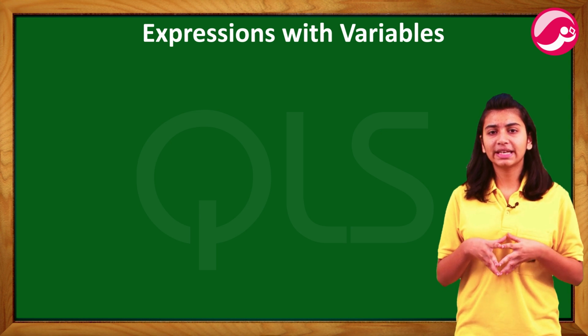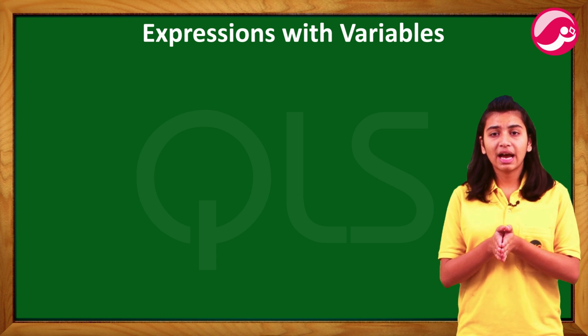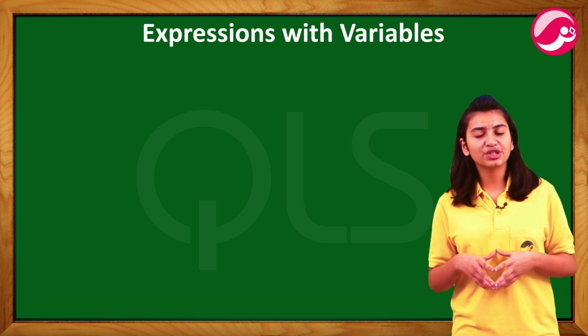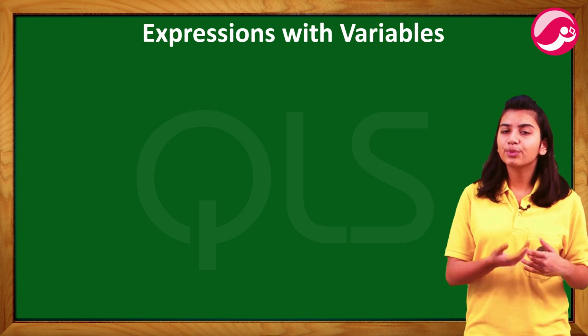We know that variables can take different values. They have no fixed value, but they are numbers. That is why, in case of numbers, the operations of addition, subtraction, multiplication and division can be done. So it can also be done with variables.